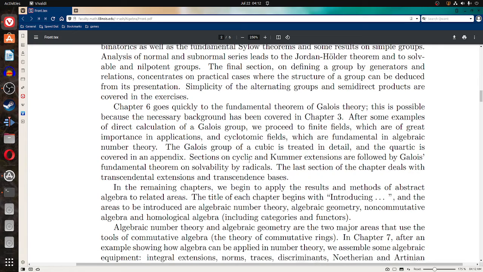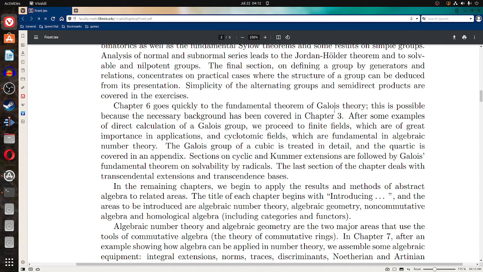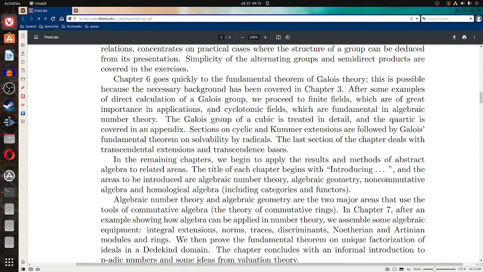Chapter 6 goes quickly to the fundamental theorem of Galois theory, which I'll be covering in my Math blog, also on YouTube. This is possible because the necessary background has been covered in Chapter 3. After some examples of direct calculation of a Galois group, we proceed to finite fields, which are of great importance in applications, and cyclotomic fields, which are fundamental in algebraic number theory.